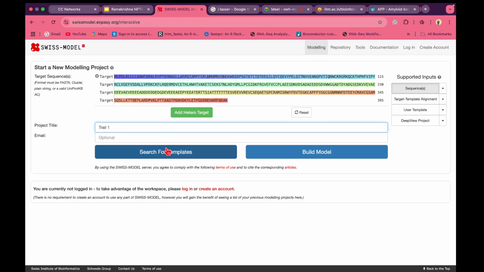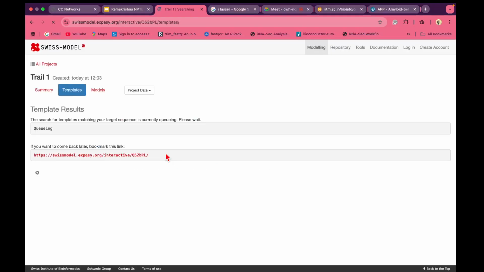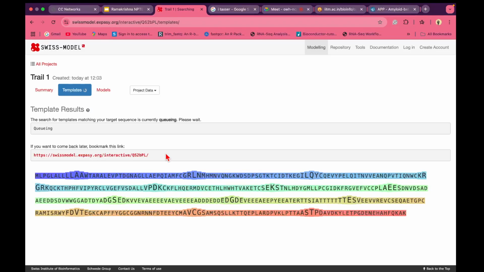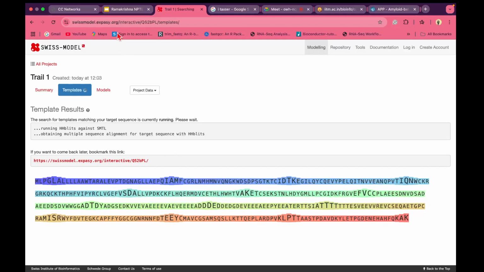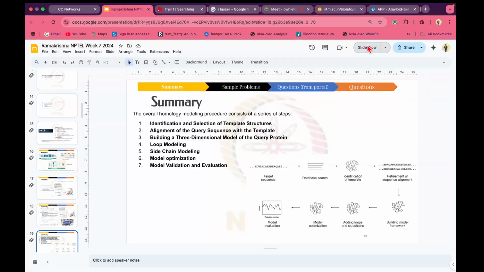So the first step is to search for templates to obtain a very good sequence alignment. Then click on search for templates. It will run for some time to give the list of templates. Meanwhile this runs, I'll move forward with the slides.